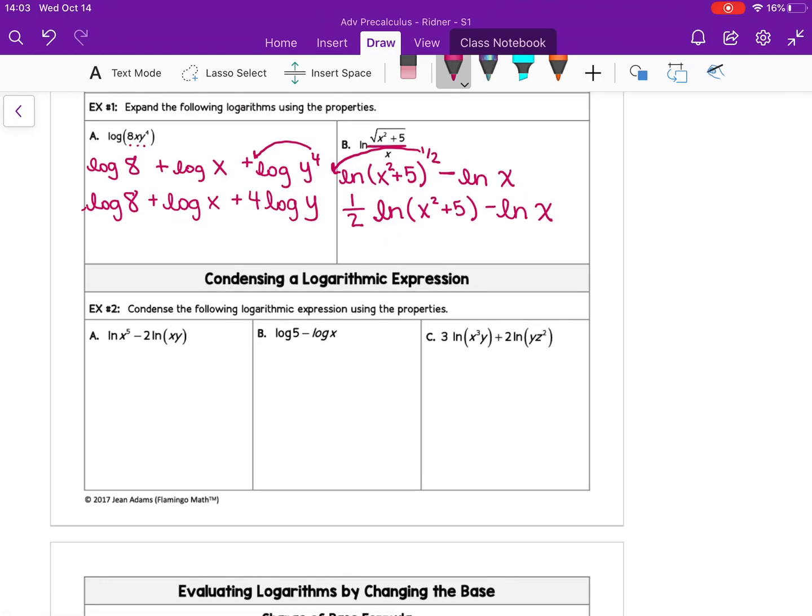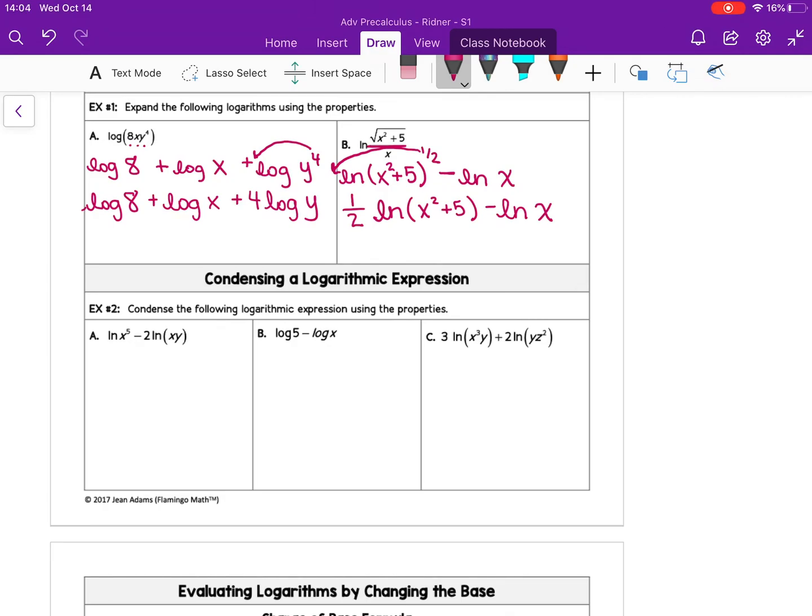All right, welcome back to the last video of this section. It is condensing logarithmic expression. All right, so to condense is the opposite of expanding. Condensing will be helpful in pre-calc.